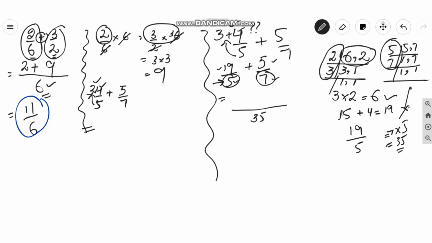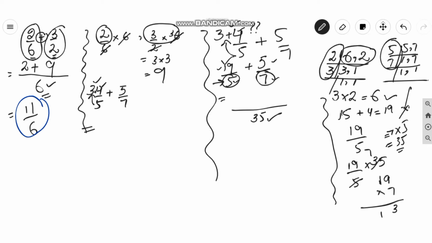Now you can add these two fractions by the previous method. What was the method? Take the first fraction, that is 19 by 5, and multiply it by the number written here. The number is 35. 5 sevens are 35. Now multiply 19 by 7 and you will get 133. Just write here 133.